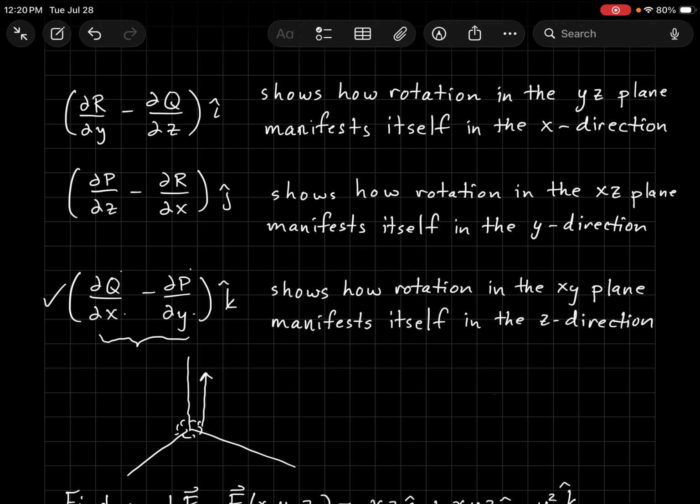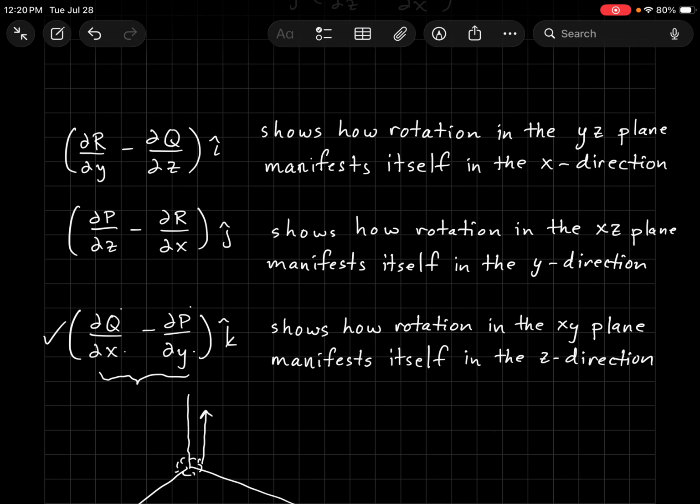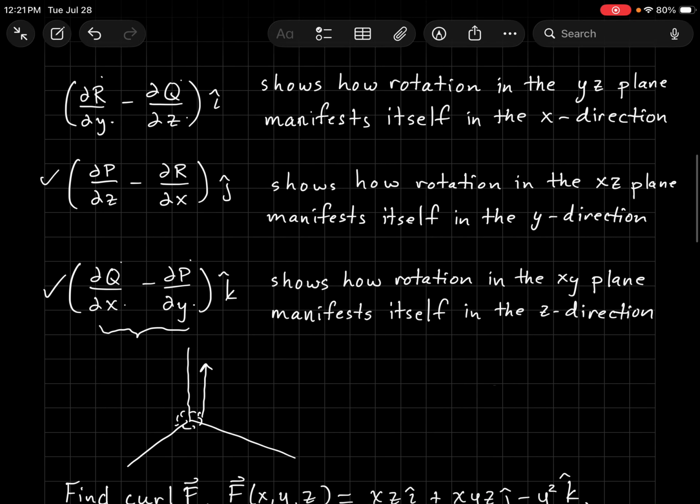So similarly, if we were to do this first one here, where we have R, which is related to z, but partial with respect to y, and then Q, which is related to y, but it's the partial with respect to z. So imagine that you're in the yz plane, and if there's some sort of rotation, it can manifest itself in the x direction. And of course, similarly for this middle one as well. So recall that curl, like if I was to draw the curl just in the xy plane, I like to think about as a rotation. Now, where do you think we got the name curl from? Something like that.